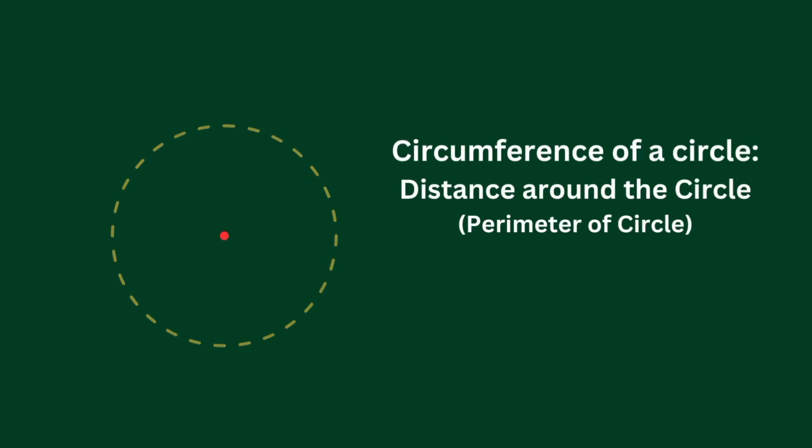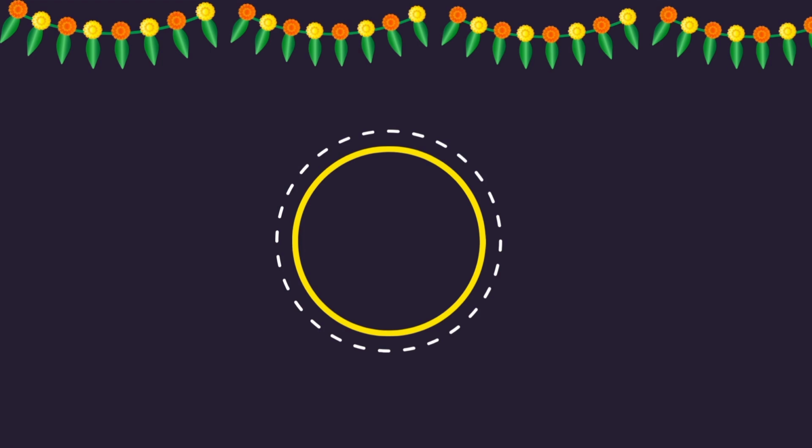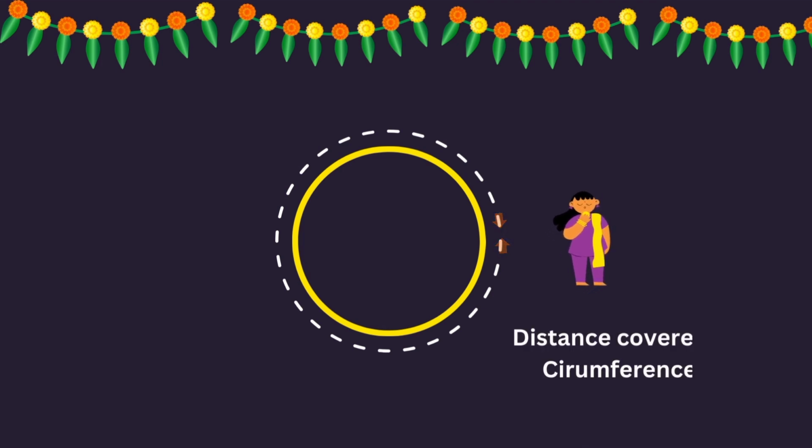Now we will see circumference of a circle. It is the measurement of the boundary of the circle. Circumference is also called the perimeter of the circle. Suppose it's Navratri and you are playing Garba around a circular path. If you start from the arrow shown and come around to the same place, the distance covered by you is the circumference of a circle.